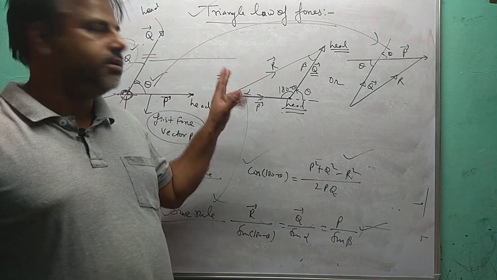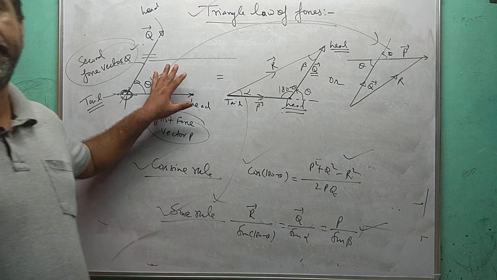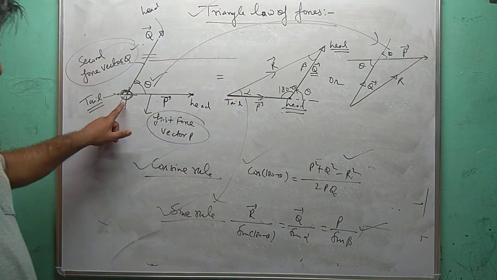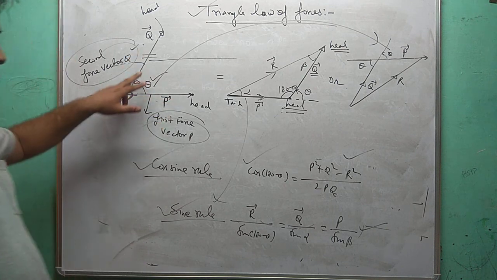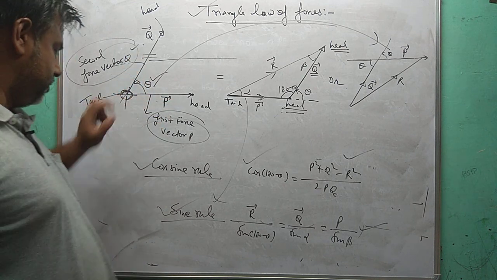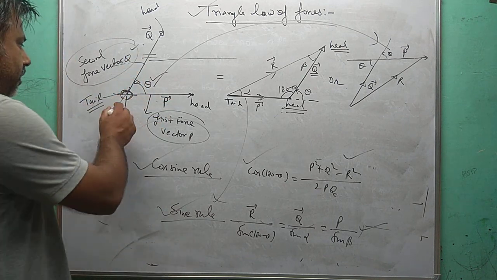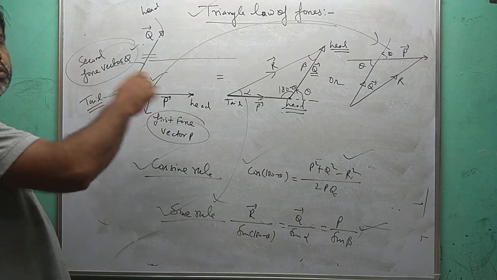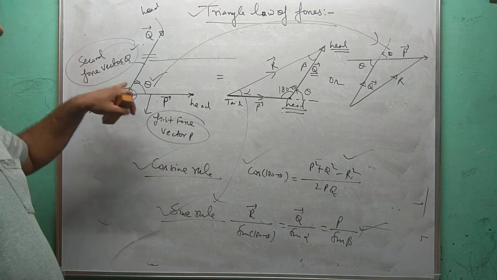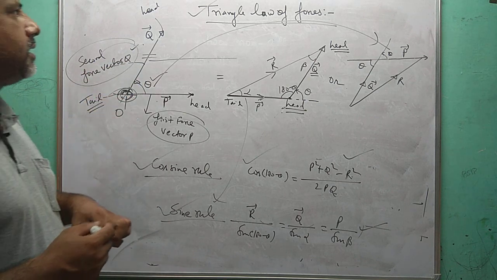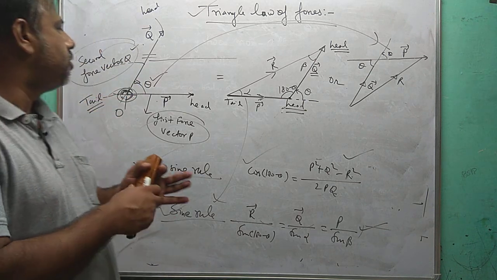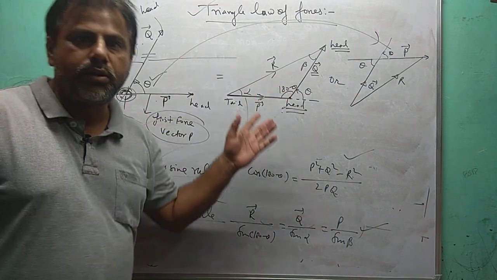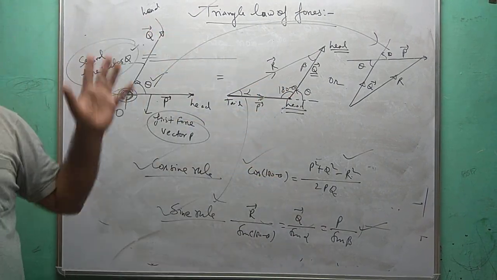So in this case these two forces are coplanar. Coplanar means the forces are acting in the same plane, and concurrent means these two forces pass through a common point. This is the common point O. So these two forces passing through the common point means they are concurrent. P and Q are concurrent forces. The resultant of non-collinear and concurrent forces you may find out using the parallelogram law of forces or the triangle law.